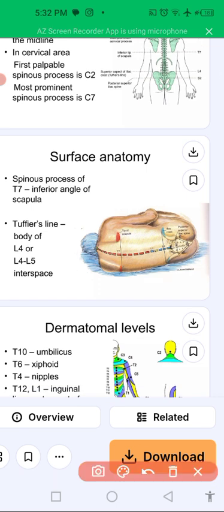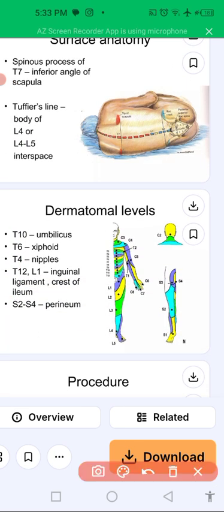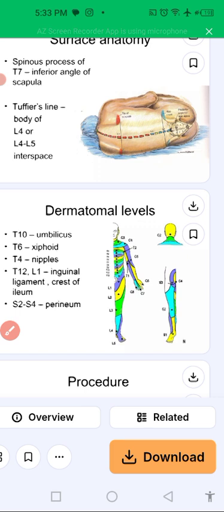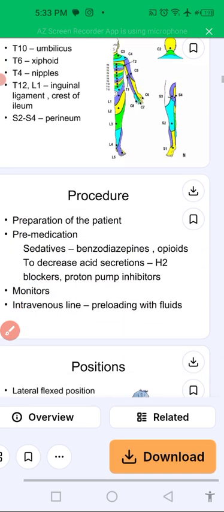Now, as you can see, the first line is at L4, L5, at the top of the iliac crest, and we have to perform lumbar puncture at L3, L4 to avoid damage to the spinal cord. And there are different dermatome levels which indicate the surgery and the level of blockade we require. The umbilicus is at T10, xiphoid is T6, nipples at T4, T12 and L1 at the inguinal region, S2 to S4 at the perineal region. These are very important things to memorize and keep in mind to block any area of the body.